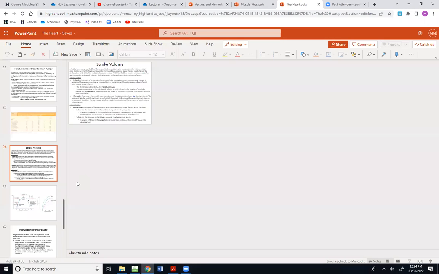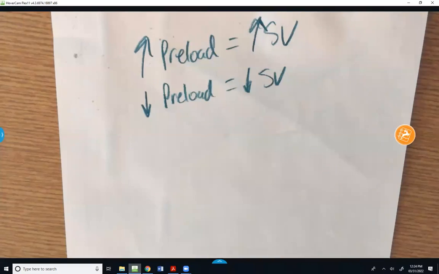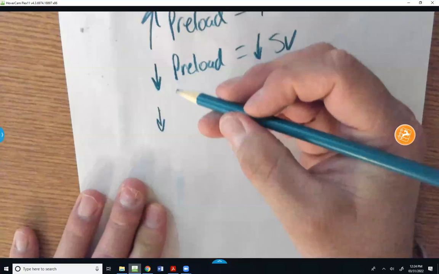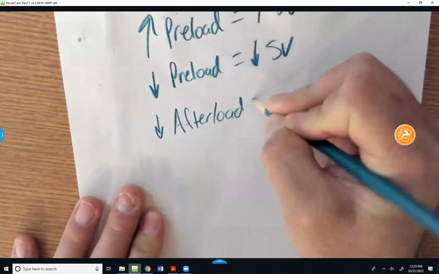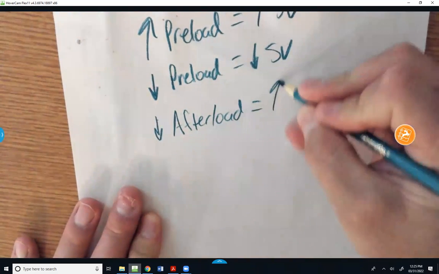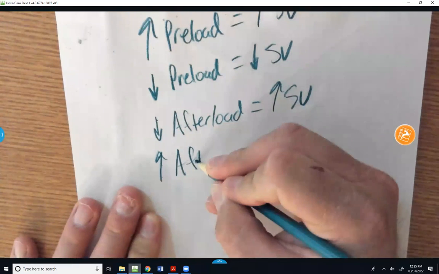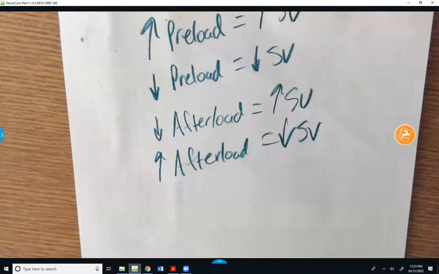So in other words, between afterload and stroke volume, we can say this relationship is an inverse relationship, which means any decrease in afterload, we're going to have an increase in stroke volume, whereas any increase in afterload is going to result in a decrease in stroke volume. An inverse relationship means that if one goes up, the other one goes down, or vice versa. If one goes down, the other one goes up.